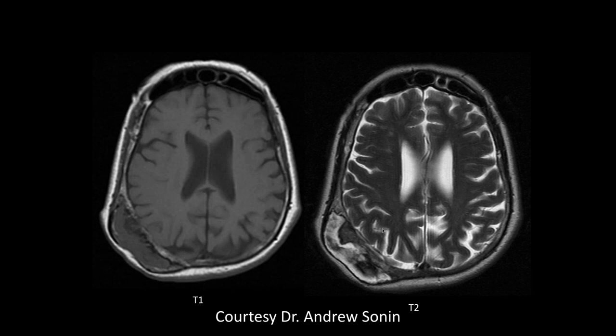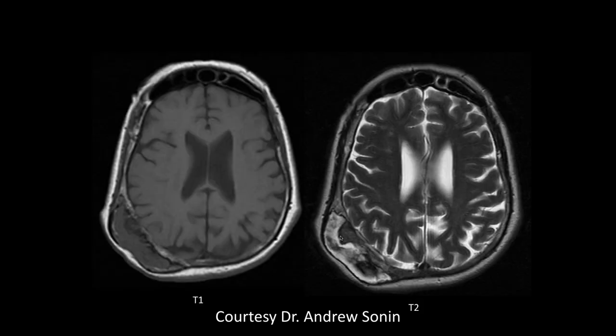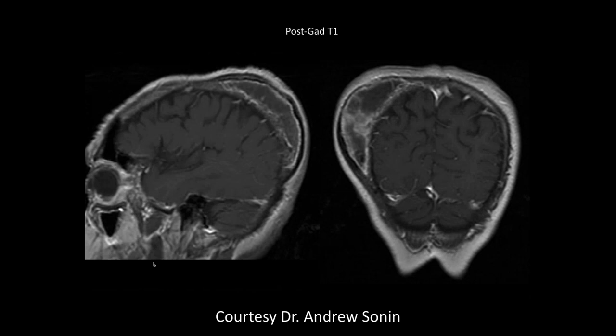So an MR. Yeah, there's some hyperostosis of the skull. And there's some non-calcified area here, which we saw on the CT, and on the MR. That's very heterogeneous in signal intensity on the T2. There it is after contrast enhancement. There is some peripheral enhancement, not much centrally. So another fibrous dysplasia. It just looks like a lot of different things.